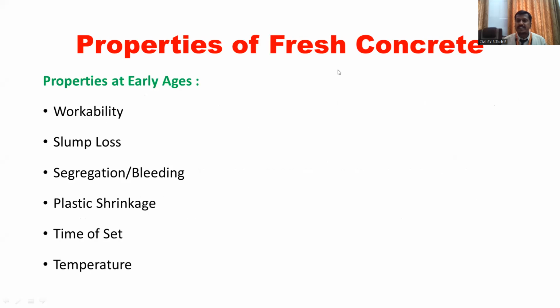The first physical property is workability. The second is slump loss. The third is segregation and bleeding. Then plastic shrinkage, then time of set and temperature. A few of them we are going to discuss in detail. These are the physical properties of fresh concrete at the early stage of your concrete making process.